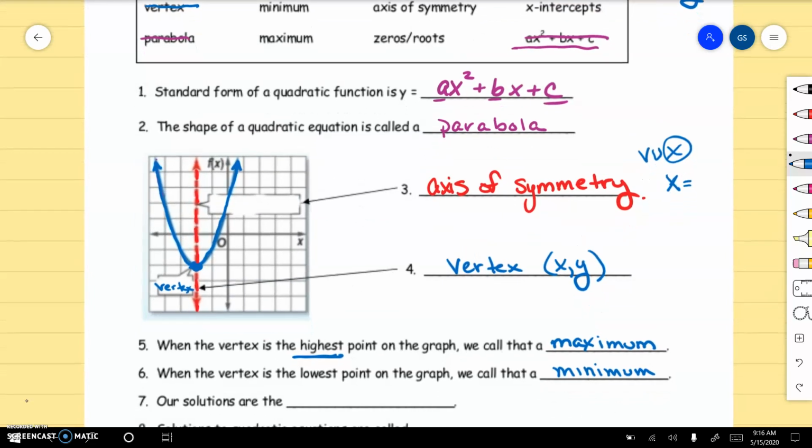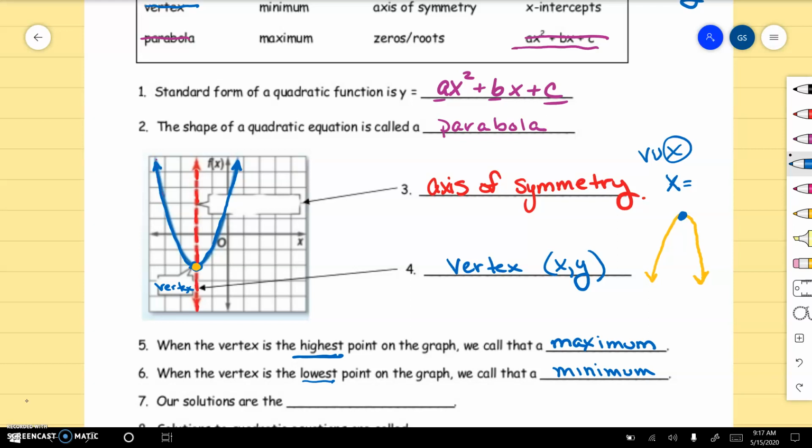So this graph that they gave us here, they gave us a low point. The vertex is the lowest point on the parabola. Now, if we had another parabola and it was drawn like this, it's called concave down. All right, if it was drawn like this, then we would have not a minimum point, but we'd have a maximum point. So, when the vertex is the highest point on the graph, we call it a maximum. When the vertex is the lowest point on the graph, we call it a minimum.